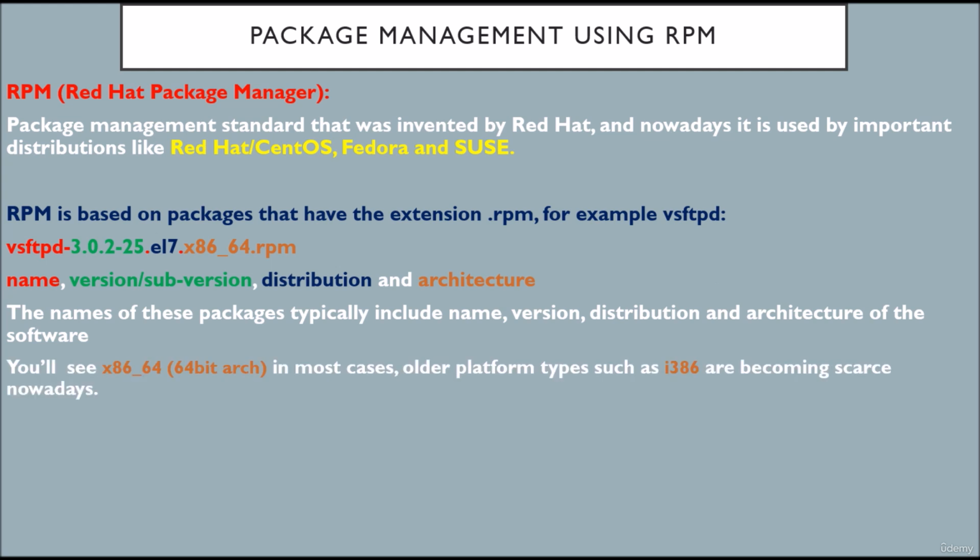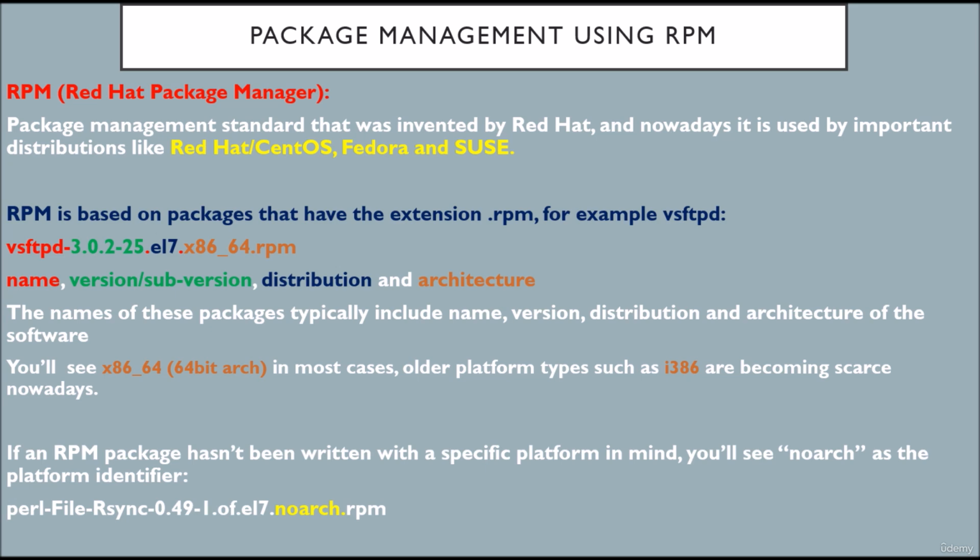You'll see x86 64-bit, which is the 64-bit architecture in most cases. Older platforms such as i386 are becoming scarce nowadays. If an RPM package hasn't been written with a specific platform in mind, you'll see noarch as the platform identifier. The example is listed below. You see it right at the end. It says noarch.rpm. That means no architecture, so it can be pretty much installed on all platforms in most cases.